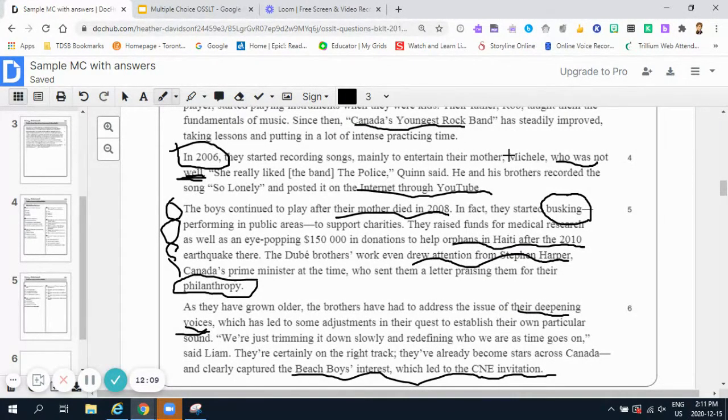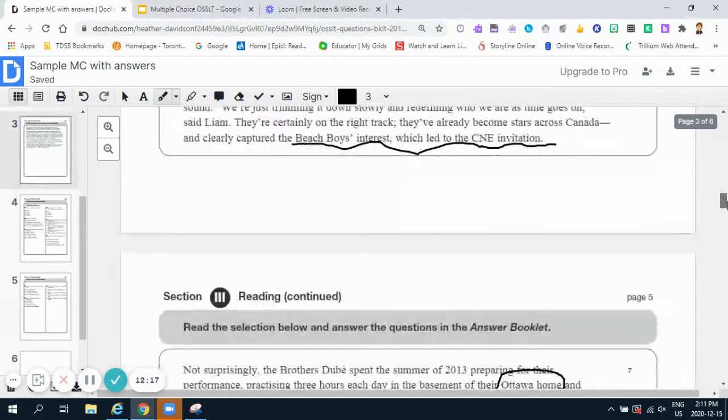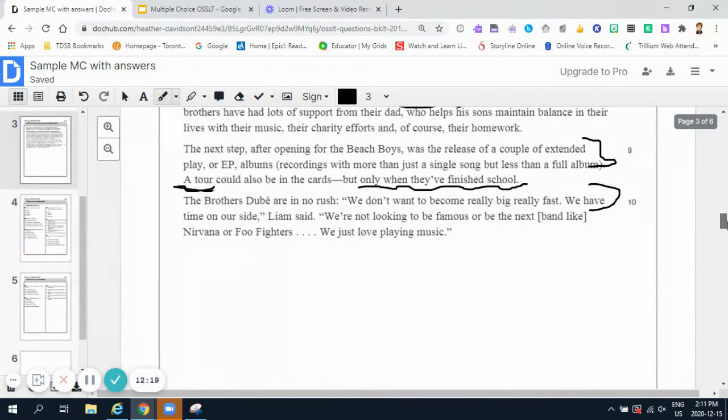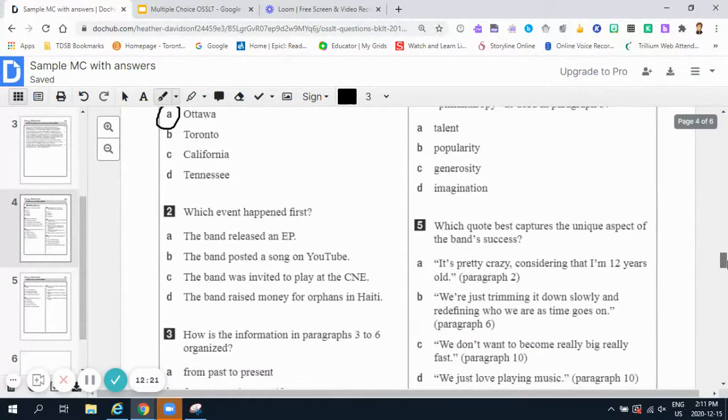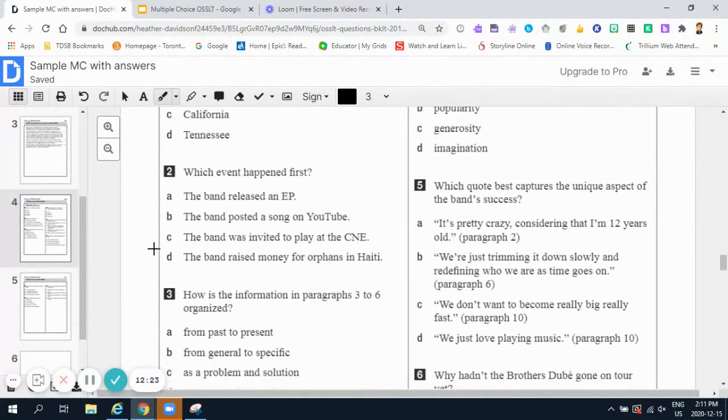There, they released a video on YouTube, and then the Beach Boys got interested and they performed at the CNE, and then they released this EP. So from my notes, I don't have to go back and reread the whole article. I know that the first thing they did was post their song on YouTube.